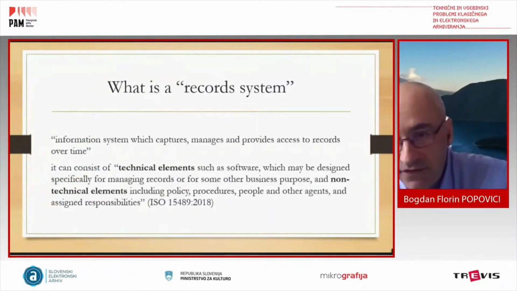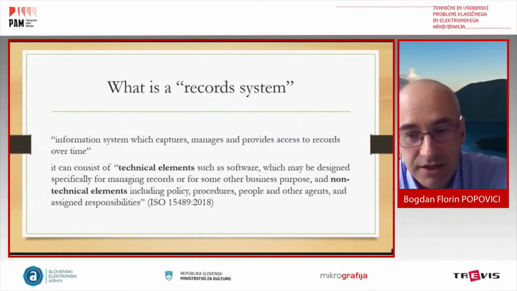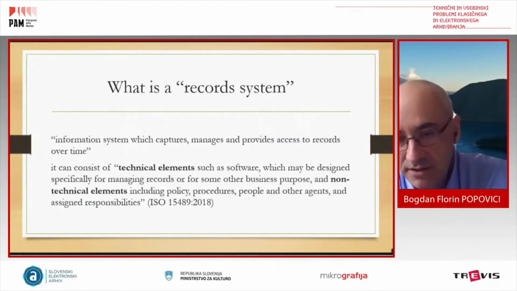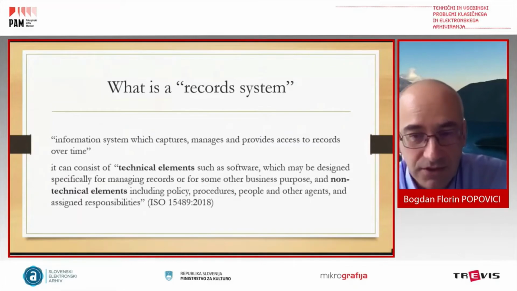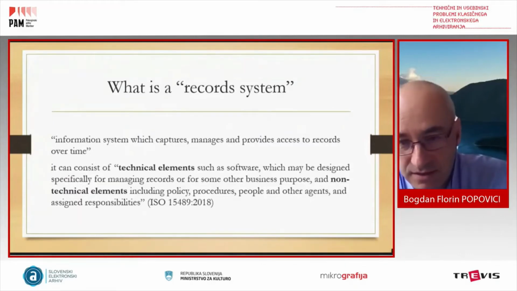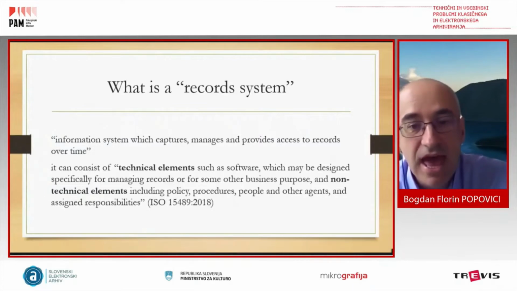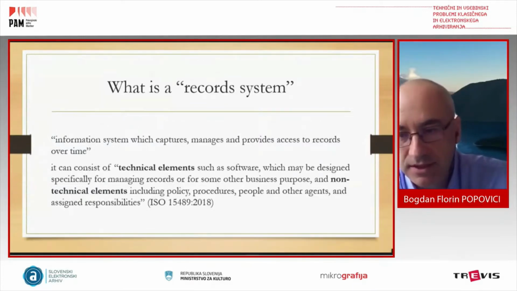As a formal definition, ISO 15489 states that a record system is an information system which captures, manages, and provides access to records over time. But the most important thing in this definition, I think, is the additional notice, saying that the system can consist of technical elements like software and non-technical elements, including policies, procedures, people, and other agents, and assigned responsibilities.